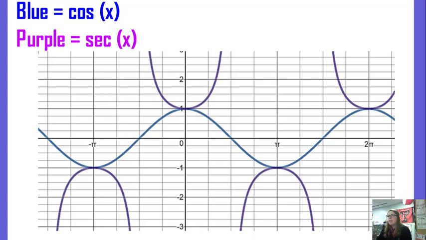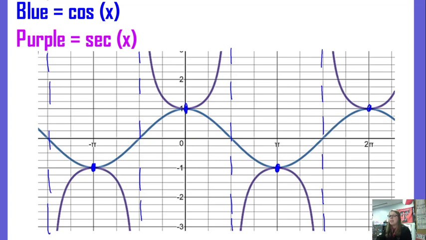Okay, so here's what your graph should look like. And the other thing I just thought about was you may want to color code your graph. There should be some markers or colored pencils in my classroom or wherever you're watching this. So you may want to color code those so that you know that this is secant and that this is cosine. These are both reciprocal functions.